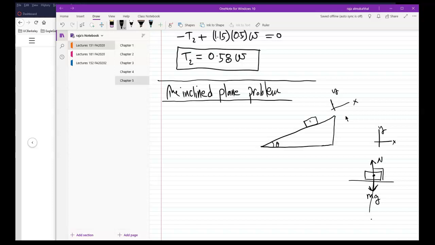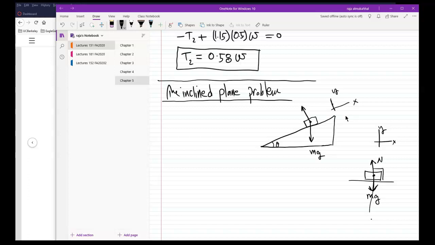Well, here is the block, or the child sitting on a playground slide. So here is the weight of the child. It's down, directly down. That's the weight of the child, mg. Got that? And the normal, well, it is perpendicular to the surface. It's going to be like that. Watch.